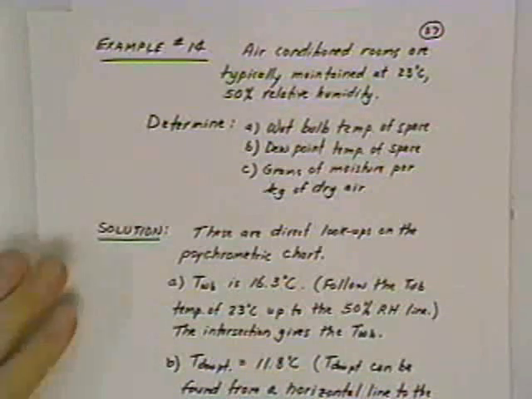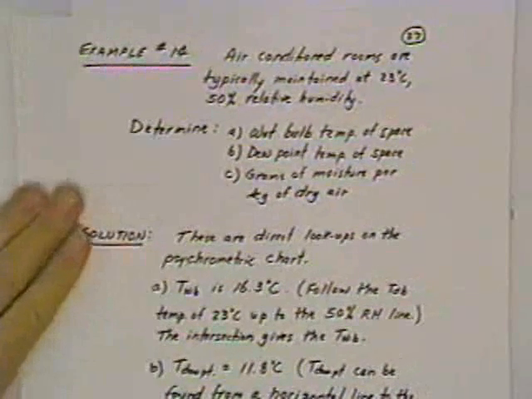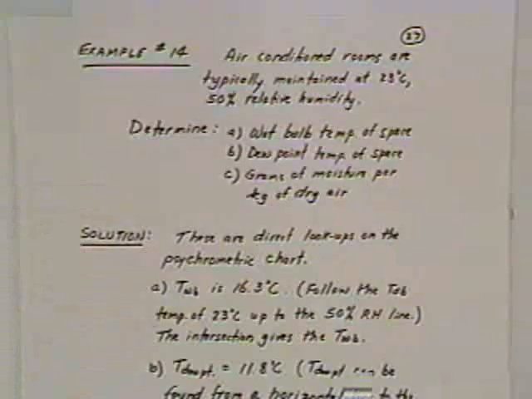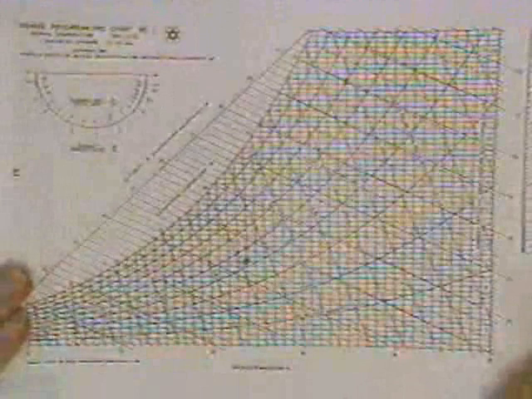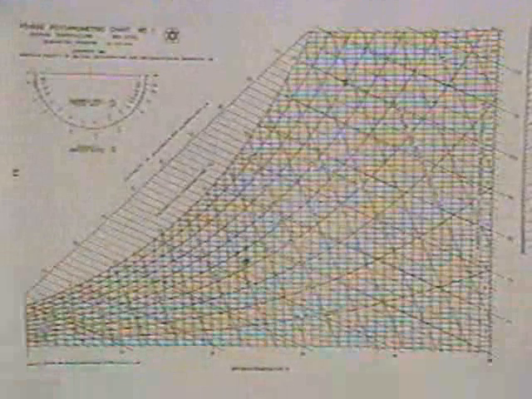But typically you maintain rooms at around 23 degrees centigrade and 50% relative humidity. So on this particular problem, this is just a direct lookup. We'd like to determine the wet bulb temperature of the space, the dew point temperature of the space, and the grams of moisture per kilogram of dry air. These are direct lookups on the psychometric chart, so I'm going to put the psychometric chart back on here, and we'll see if we can get the points illustrated. It certainly will not be clear to you, but you can see at least the process that we're going to go through in order to find it.